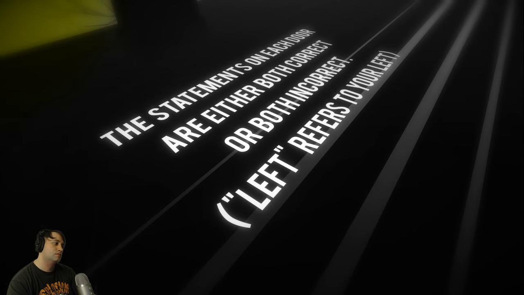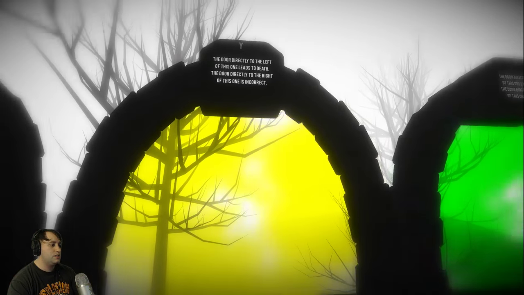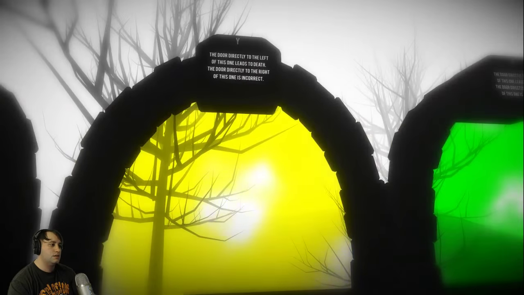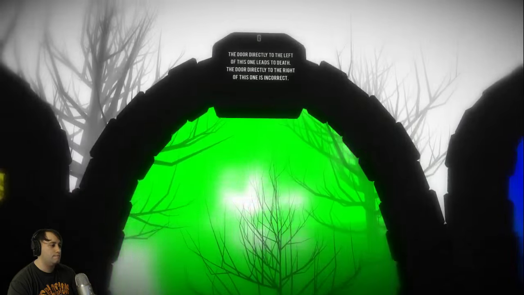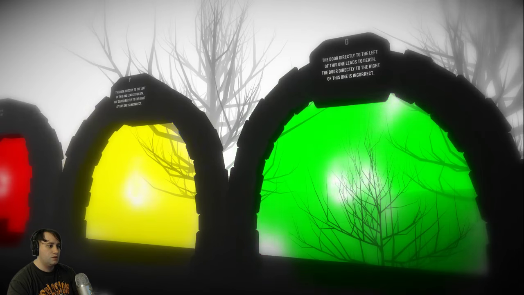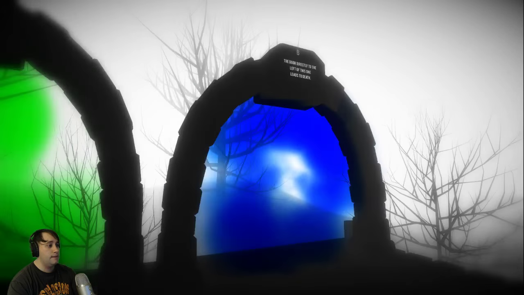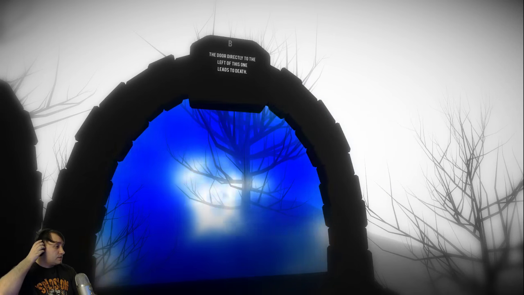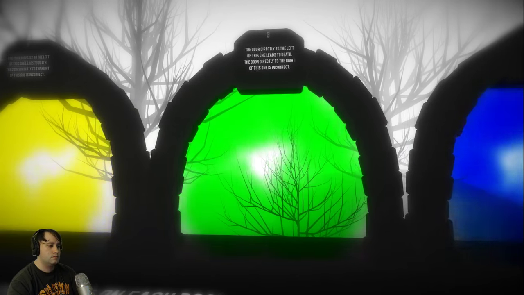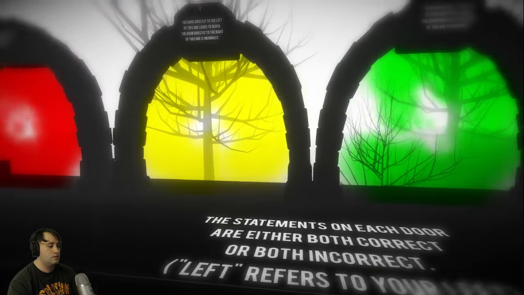The door directly to the left of this one leads to death. He doesn't actually say if there's a specific number. Okay. The door directly to the right of this one is incorrect. So this one leads to death, and this one is incorrect. Okay. The door directly to the left of this one leads to death. The door directly to the right of this one is incorrect. Okay. And the door to the left of this one leads to death. Okay.